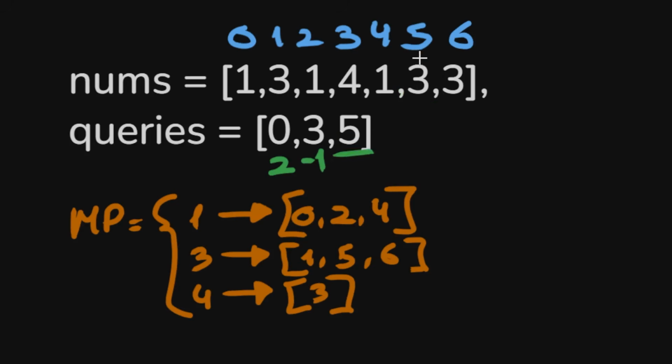The next query is 5, so we are looking at this index which corresponds to number 3. If we go to our map at 3, here we have 3 indices, 1, 5, and 6. And the query is 5, so we have to start from this position. Now, we have one 3 to the left and another one to the right. Let's start with this one.